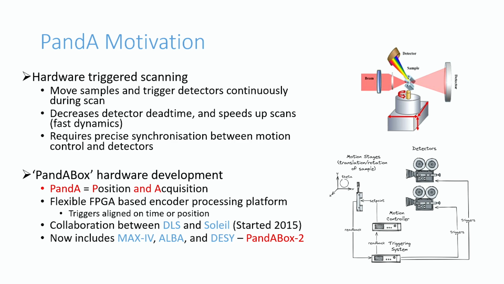But what we need then is some way of marrying together the positions of all the encoders in the system, to give us the position of the sample, with the images taken by the detector in order to reconstruct it. To do this, in collaboration with the Soleil synchrotron 10 years ago, we started up some hardware called PandA, which stands for Position and Acquisition. This is a flexible FPGA-based encoder processing platform, which allows triggering aligned on either time or position.